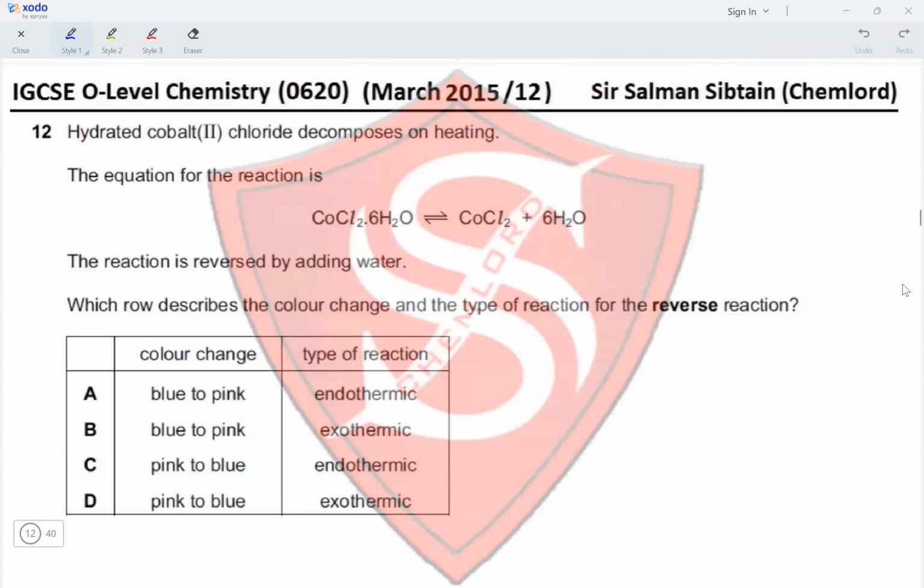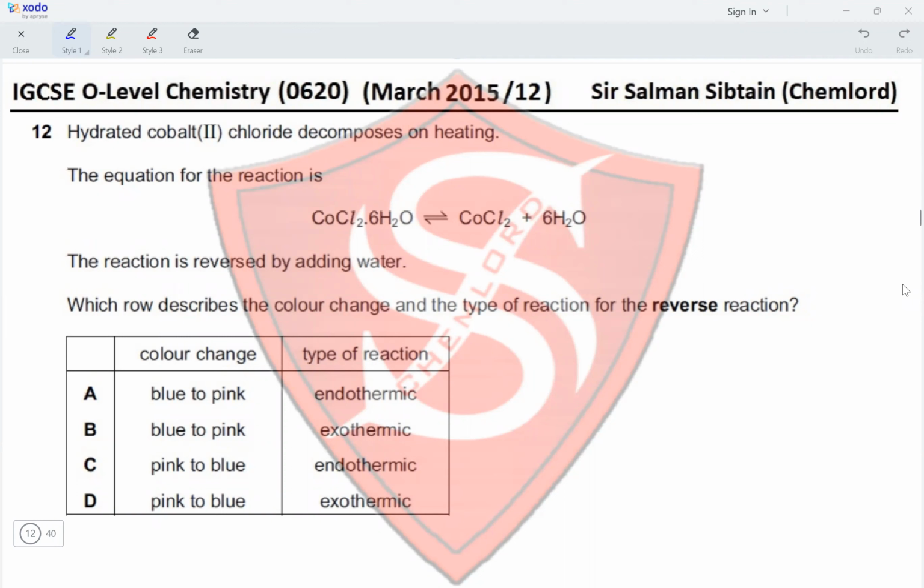Question 12. Hydrated cobalt 2 chloride decomposes on heating. The equation for the reaction is CoCl2.6H2O giving us CoCl2 plus 6H2O. So basically, water is being removed. So this is water of crystallization. The reaction is reversed by adding water. Okay. Which row describes the color change and the type of reaction for the reverse reaction?